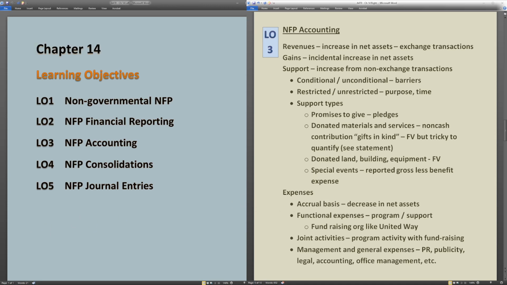When we're talking about expenses, again, they're on accrual basis. They are decreases in net assets. We record them two ways. We record them as functional expenses, and we saw that in that report on expenses. So it's the program activities versus support activities, and we look at the categories and classifications.